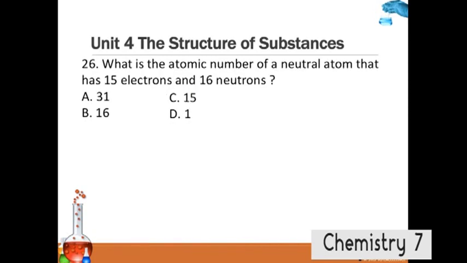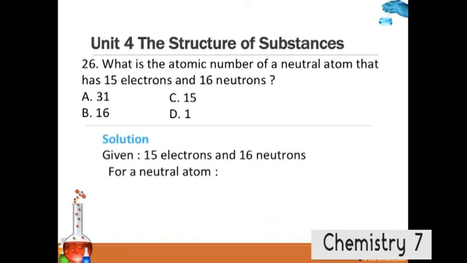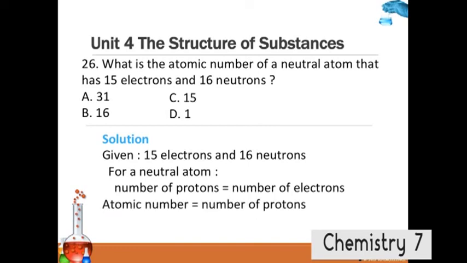What is the atomic number of a neutral atom that has 15 electrons and 16 neutrons? 31, 16, 15, or 1? In a neutral atom, the number of protons is equal to the number of electrons. The atomic number is the number of protons. So the atomic number is 15. The answer is C.